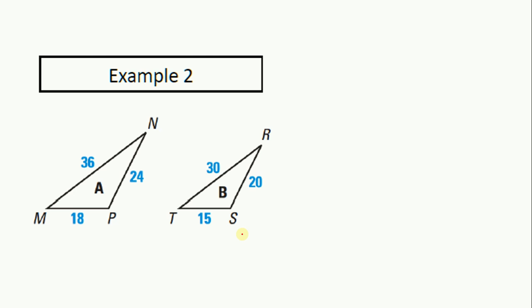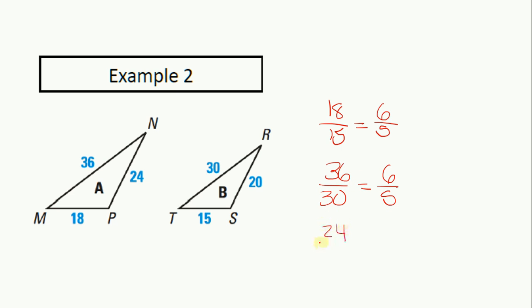Let's try the second example here. So we gotta put sides over sides, it looks like. Don't have to organize them, make them look differently. So I can go 18 over 15. That would be 6 over 5. And then I got 36 over 30. That would be 6 over 5 as well, because I can divide a 6 into both of them.